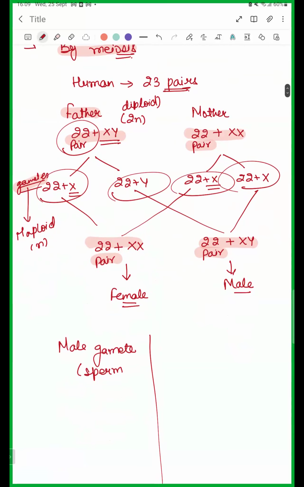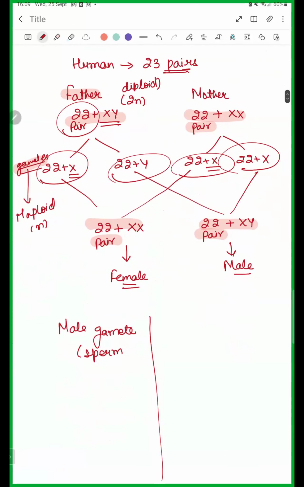When meiosis takes place, gametes are formed. The gametes may either contain 22 plus X chromosome or 22 plus Y chromosome, because the father has X and Y chromosome as a sex chromosome. The rest of these 22 pairs of chromosomes are called somatic chromosomes. Basically, they contribute to the other characteristics, like the height, the color of the eye, the color of the hair, like this. Okay.